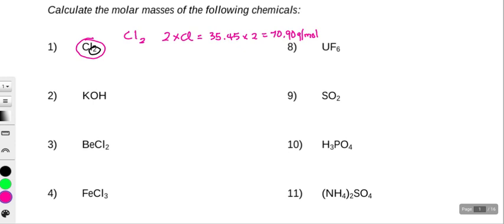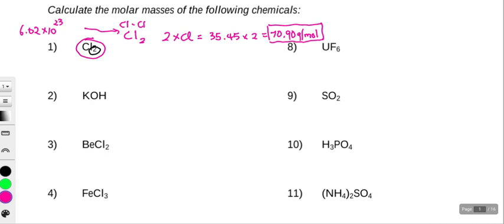So if I had, for example, 6.02 times 10 to the 23, which is what a mole is, which is a huge number again, 6.02 times 10 to the 23 Cl2 molecules, so 2 Cl's joined together, this would be the mass of 1 mole, 70.90 grams, or 70.90 grams per mole, grams in 1 mole.